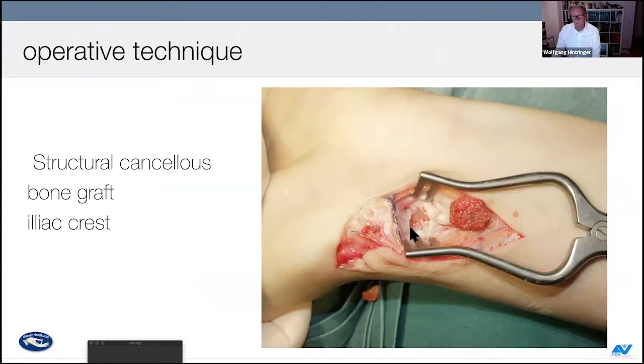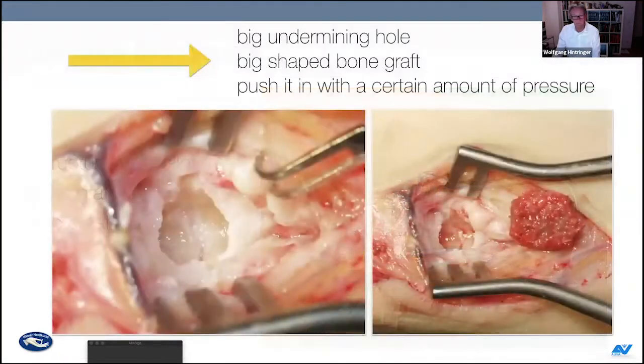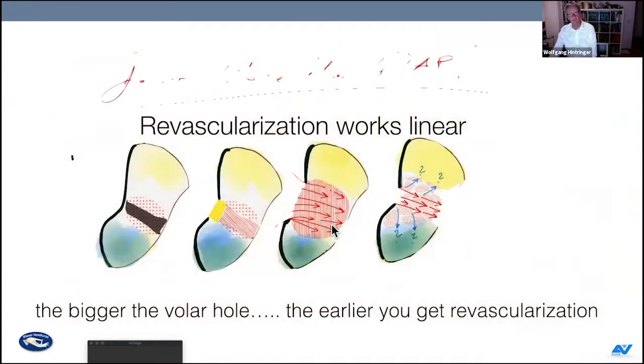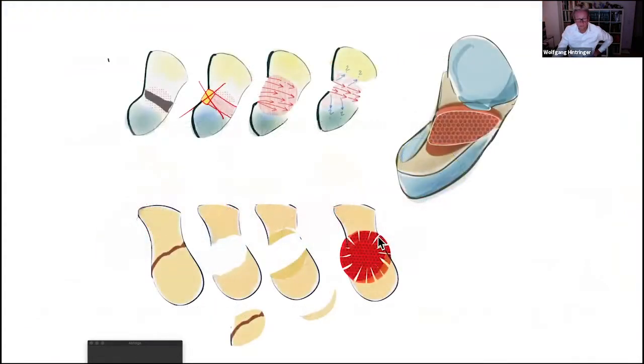Make the structural graft bigger than the hole, weaken the edges with a Luer, and put it in with a certain amount of pressure. The revascularization works linear, so it's better to make a big hole than to have earlier healing of your bone. Yeah, that means that the bone graft has to be bigger than the hole, and then weaken the ends.